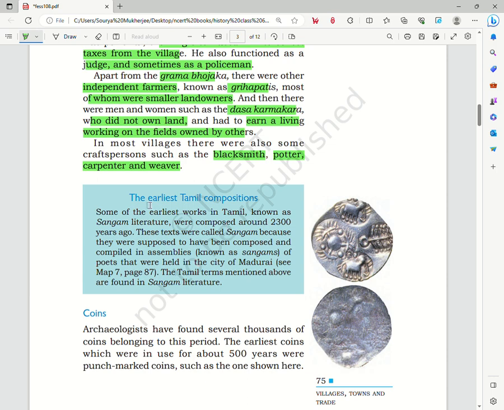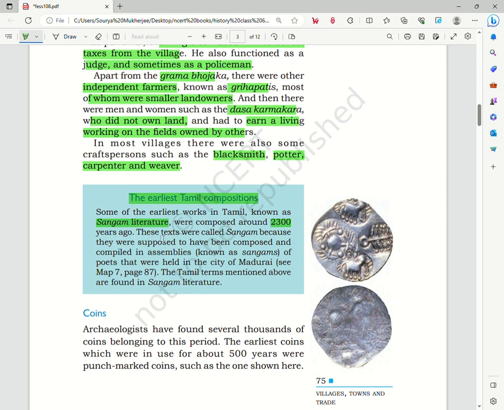So in the next part, that is the earliest Tamil composition, in this blue box we see that the earliest works in Tamil are known as the Sangam literature. These were composed around 2300 years ago.